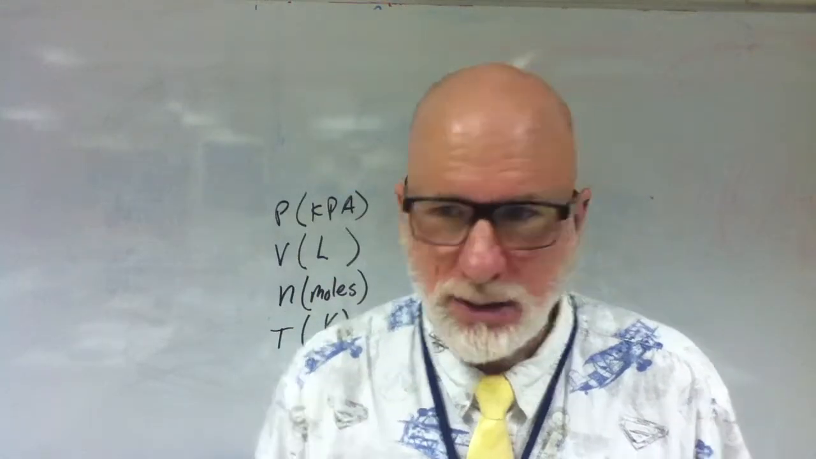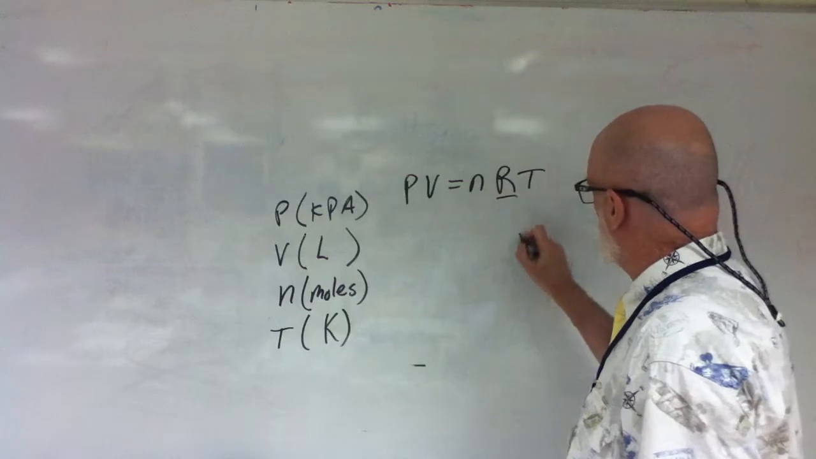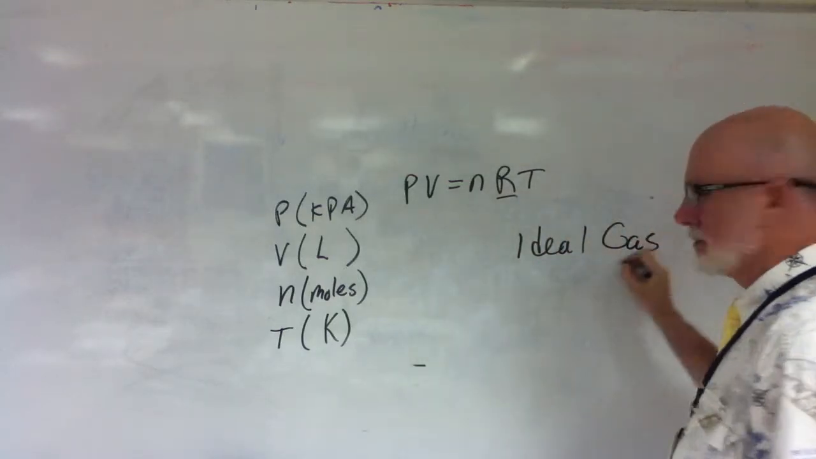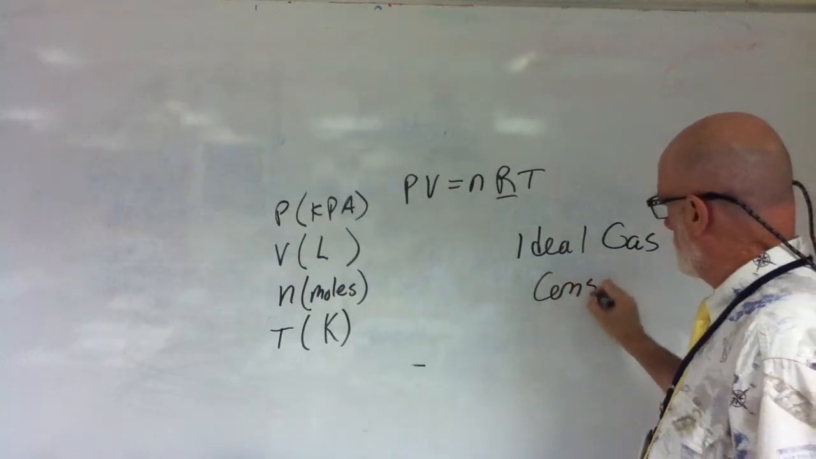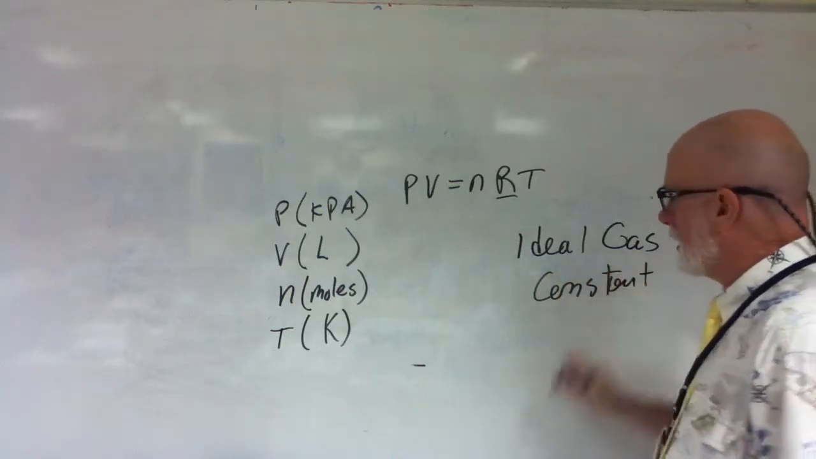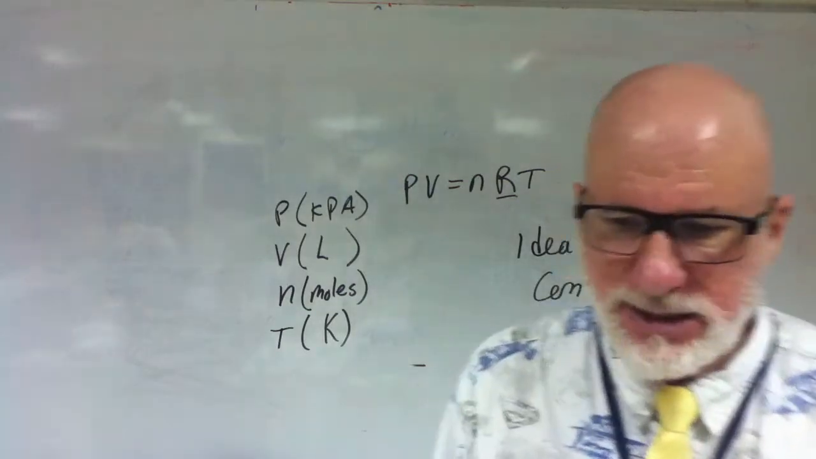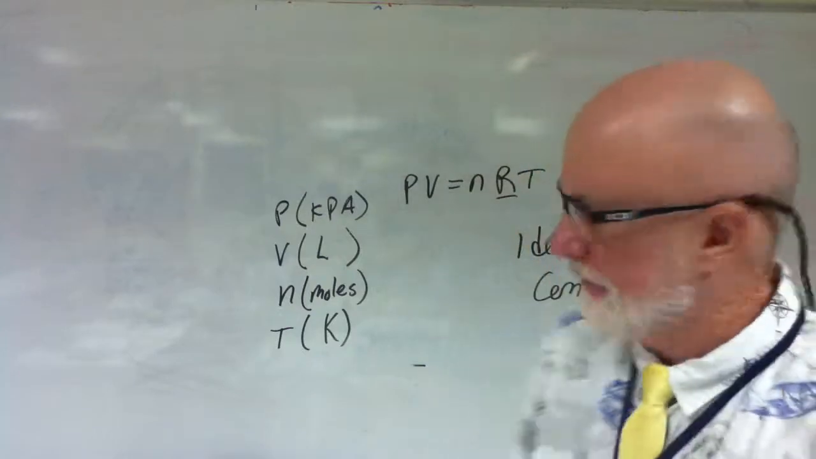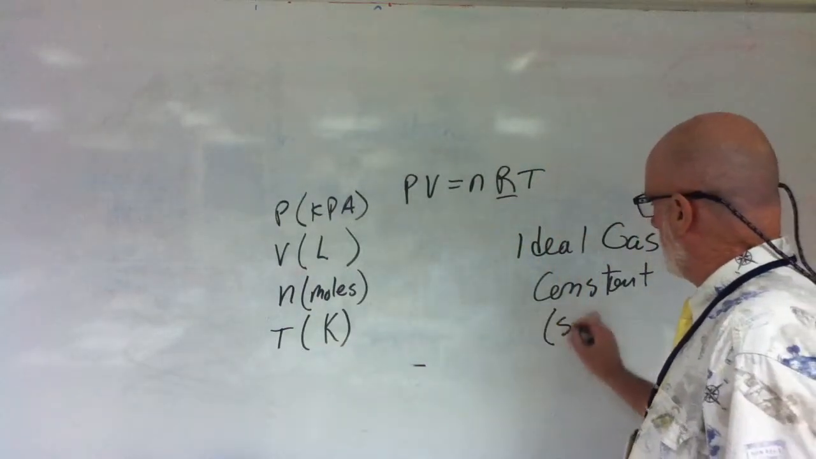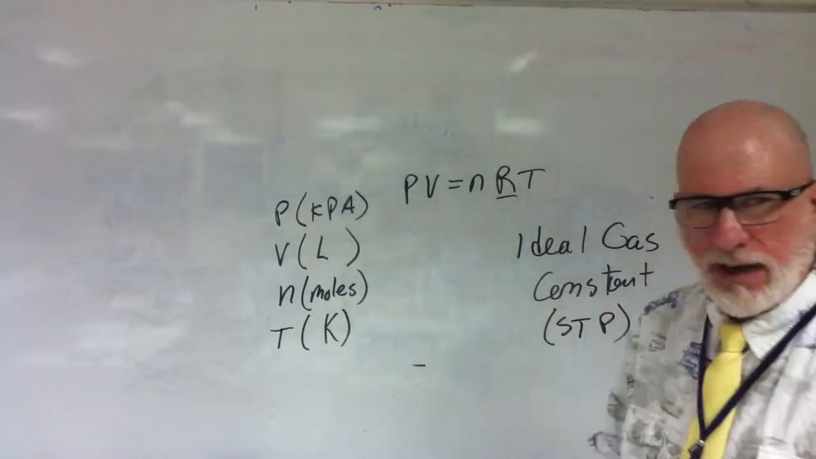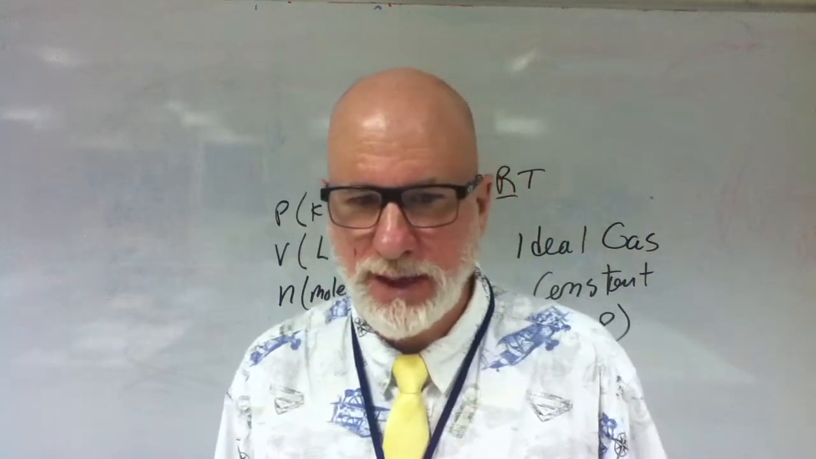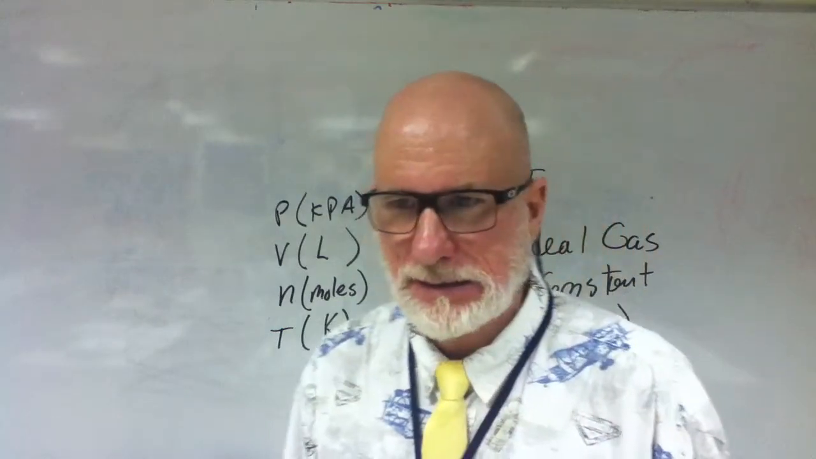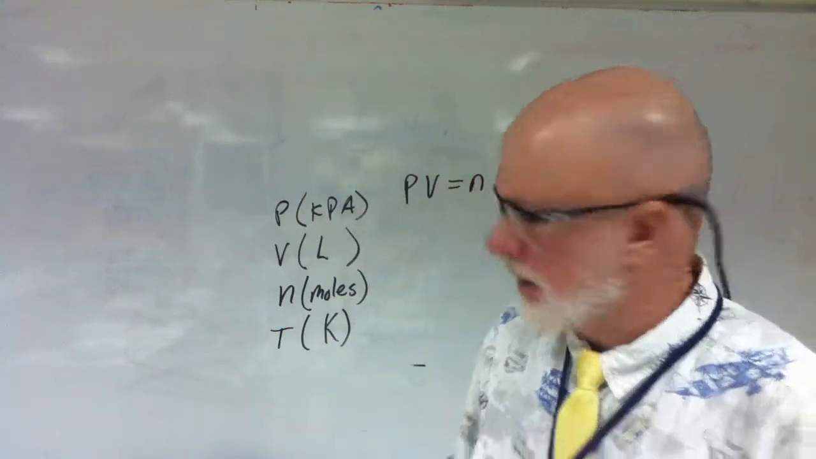And R is called the ideal gas constant. And what that is, that's derived at STP. That's at STP. Okay? Yes or no? Do you get that? So let's calculate what R is.